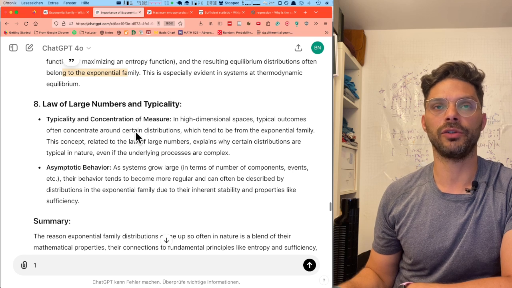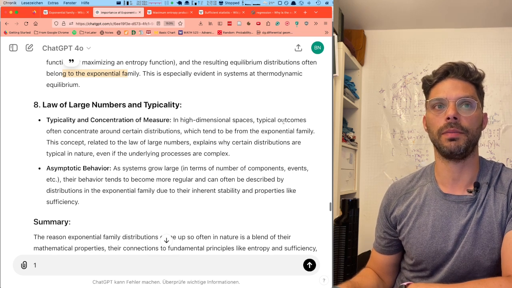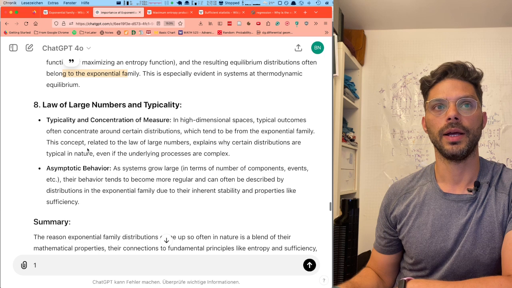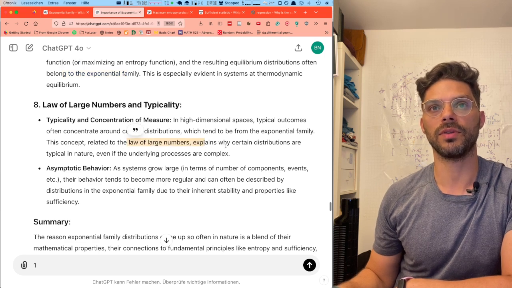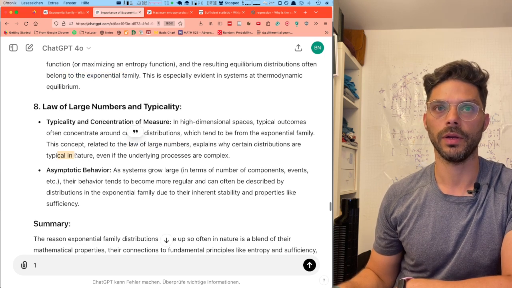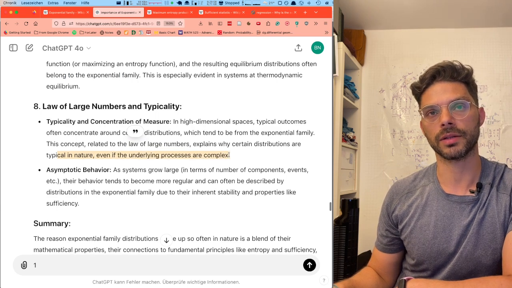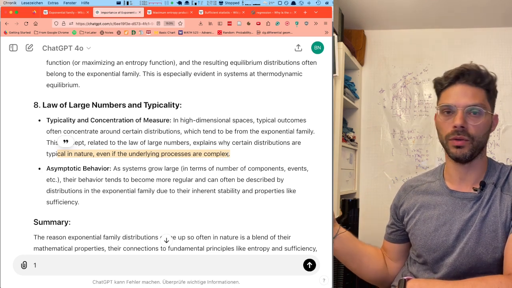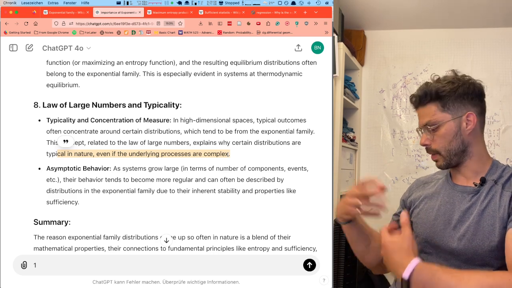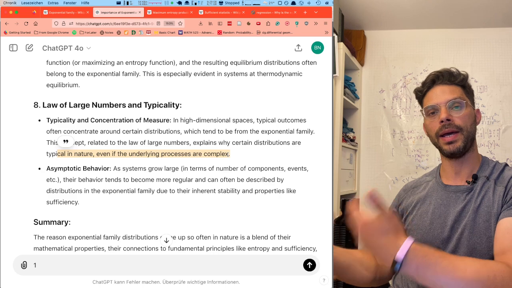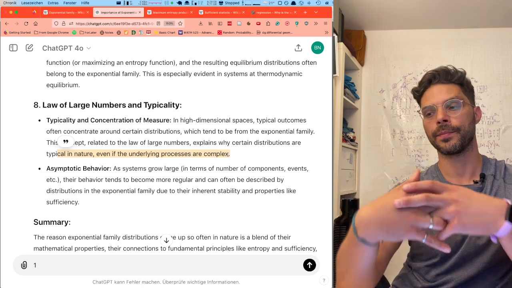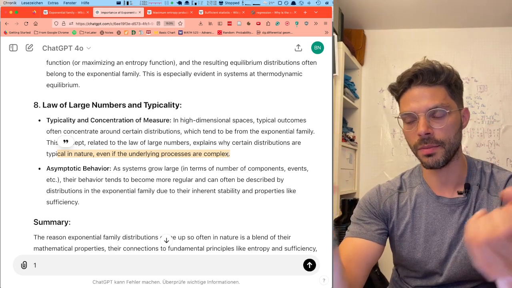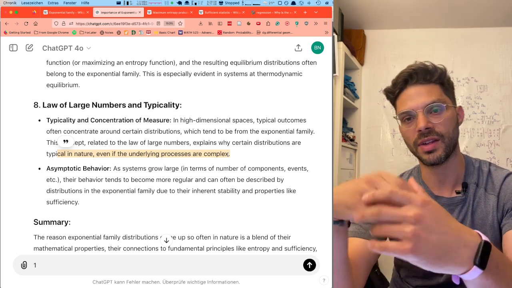This again connects back to the central limit theorem. So in high dimensional spaces, typical outcomes often concentrate around certain distributions, which tend to be from the exponential family. This concept, related to the law of large numbers, explains why certain distributions are typical in nature, even if the underlying processes are complex. So the idea being that you could have some very complicated underlying distribution, but if you have those effects adding up independently, then the result essentially loses most of the information about that complexity and just comes down to something like the Gaussian, which has a mean and a variance.